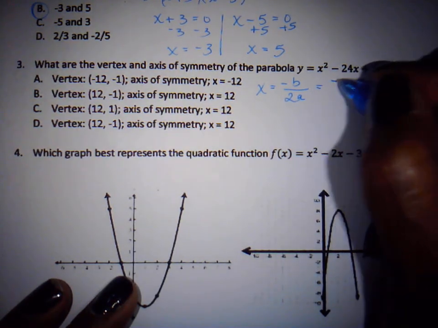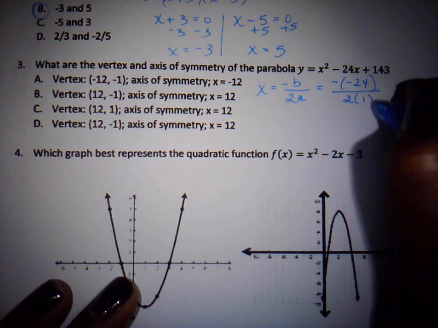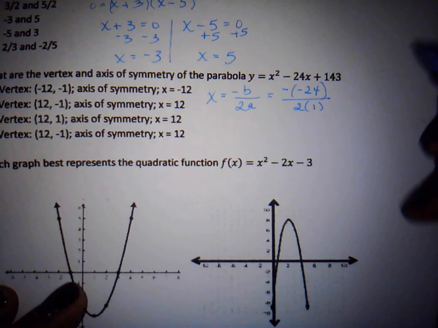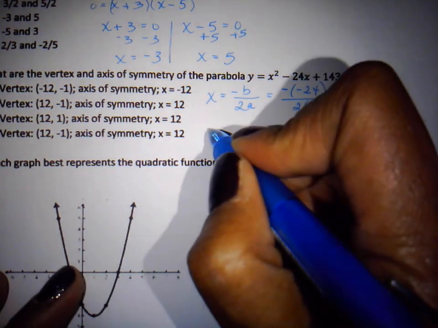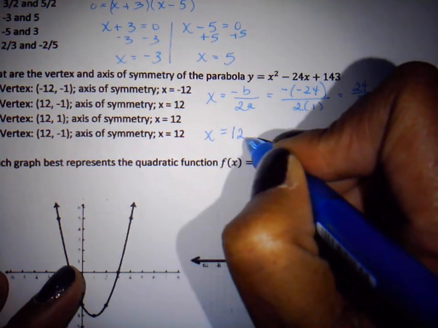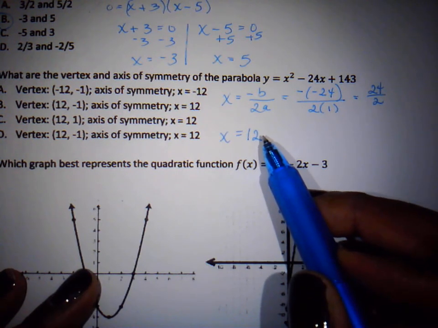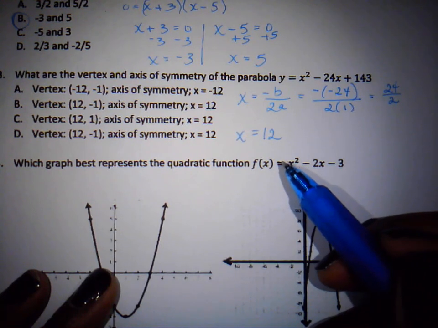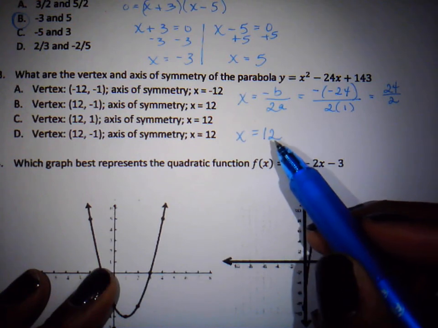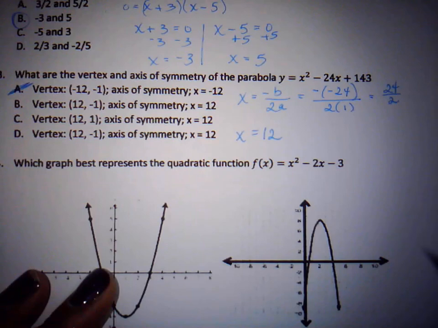So that's going to be negative 24 all over 2 times 1. Well, when I simplify this, I get a positive 24 over 2, so I have that x is equal to 12. Now, this is my axis of symmetry, y'all, okay? On the strength of my axis of symmetry, can I eliminate any of the answer choices? I can eliminate A because they say that the axis of symmetry was x equals negative 12, and that is certainly not the case. All right?